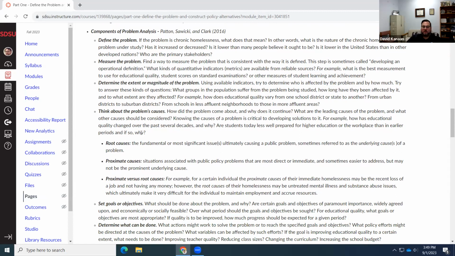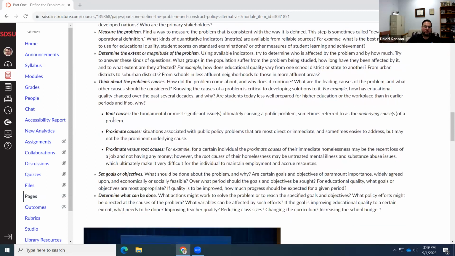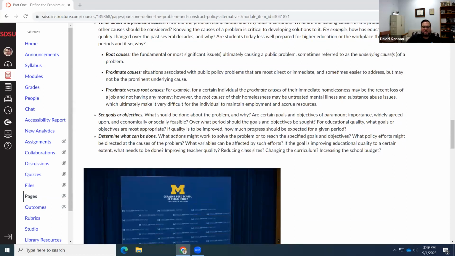There are two types of causes that we look at. There are root causes, which are the fundamental, most significant reason or issue. Proximate causes are more indirect sometimes, or immediate, but not necessarily the root cause of a problem. We go into different examples throughout this course and this module. And then proximate versus root causes.